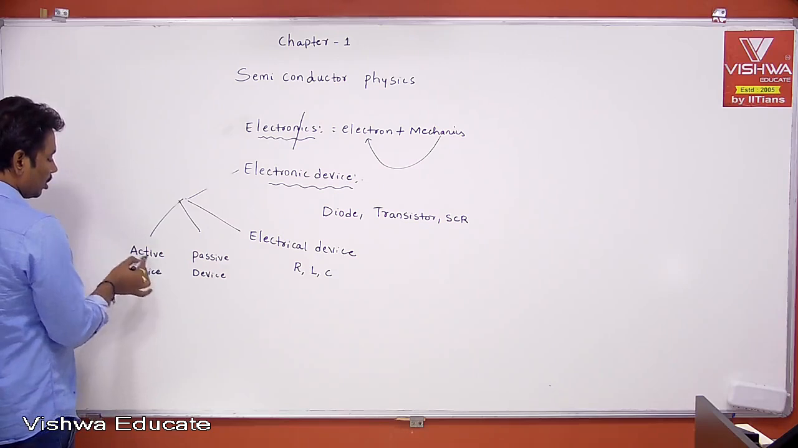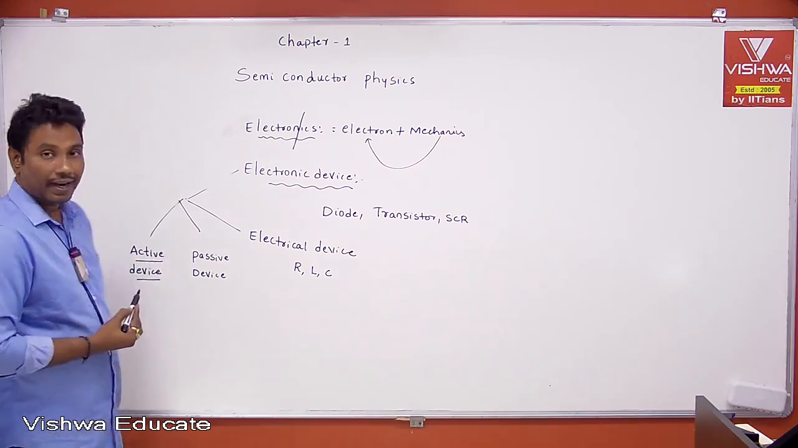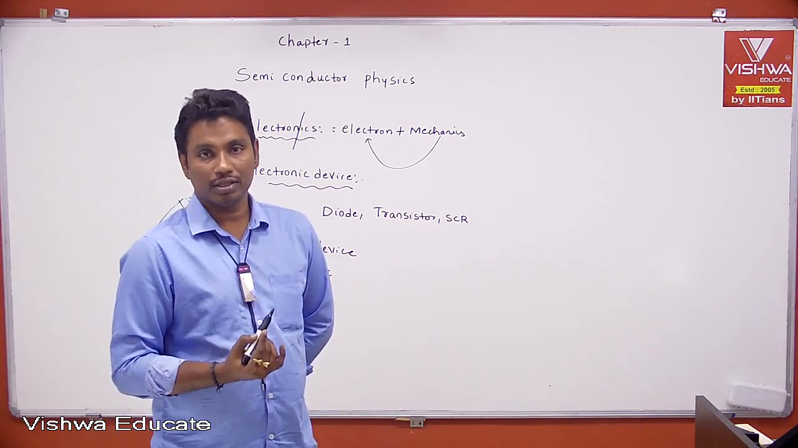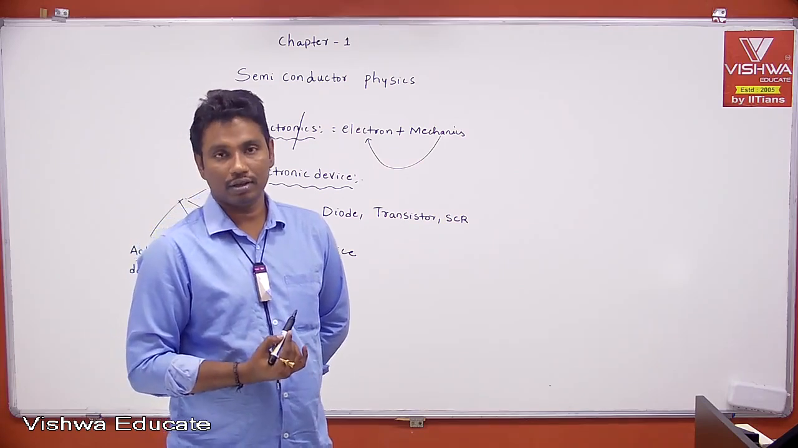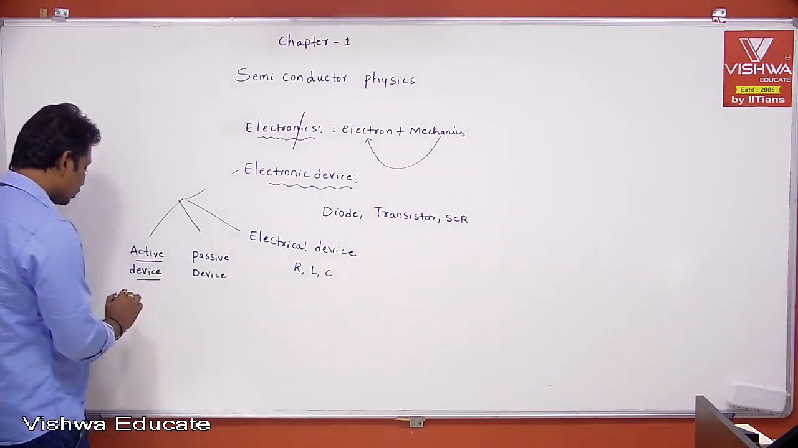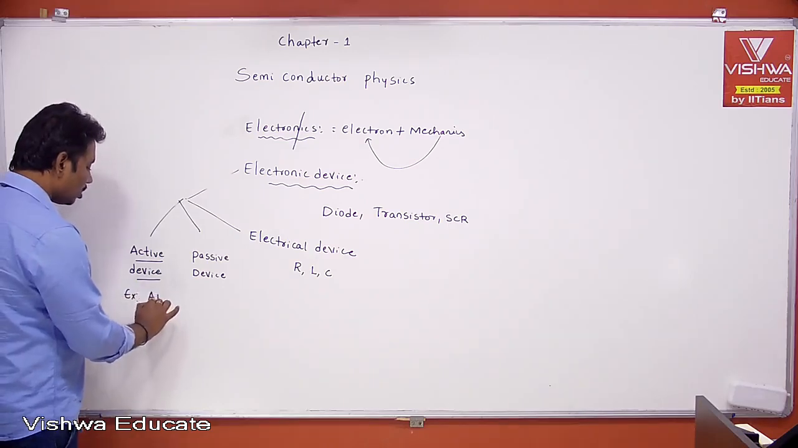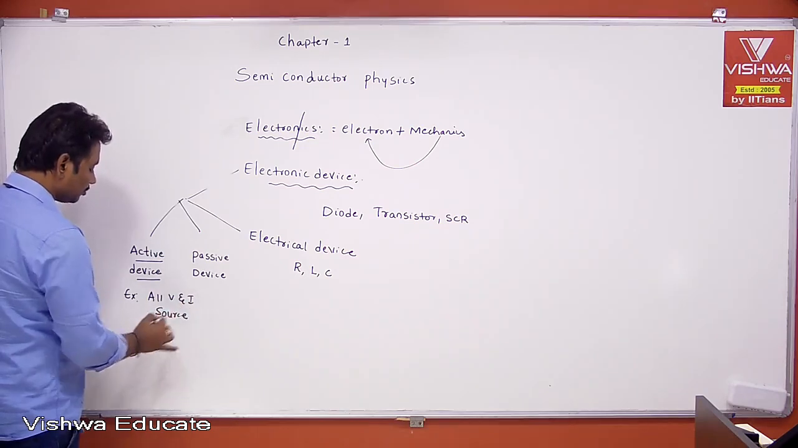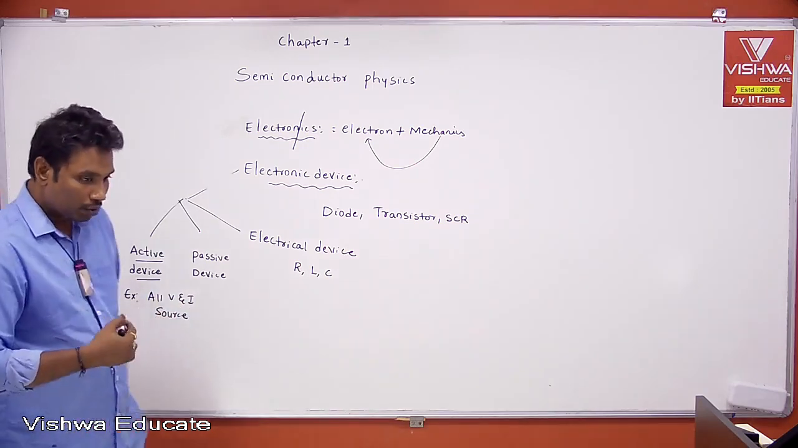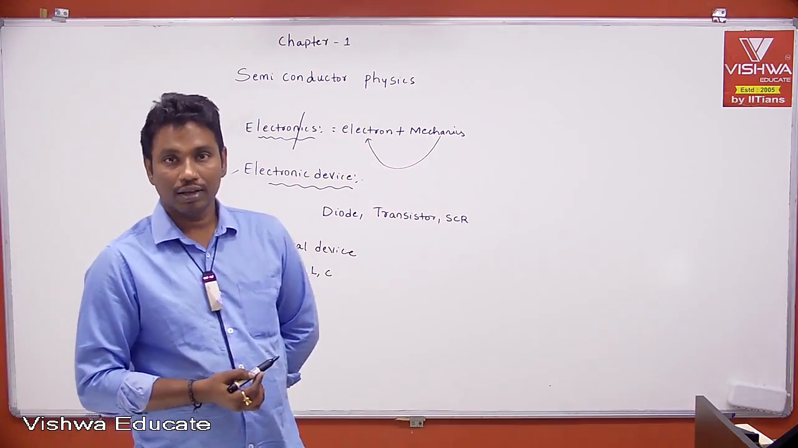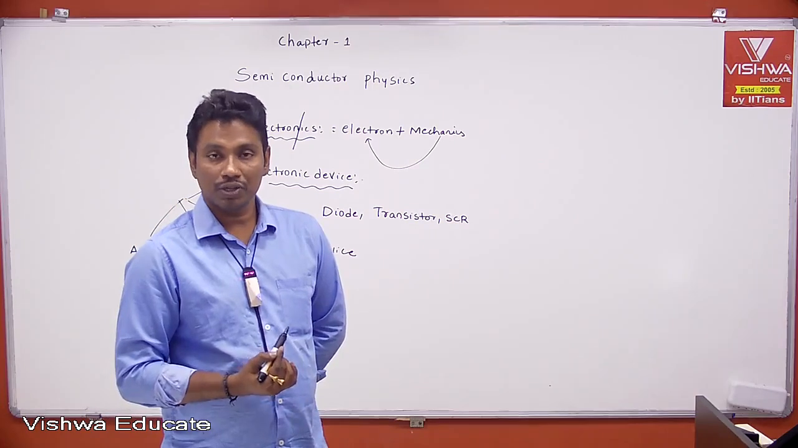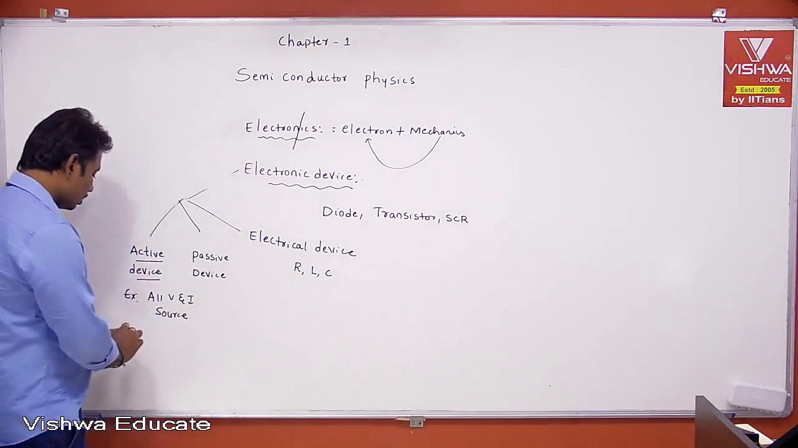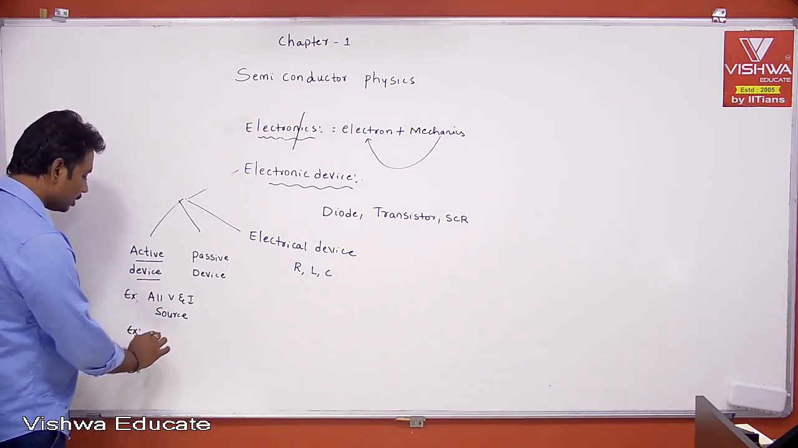So what is an active device actually? An active device is nothing but a device which can access a source of energy. Source of energy means all voltage and current sources, right? Now, one more definition: we can also define it like this. A device which can perform the switching operation is also called an active device, right?